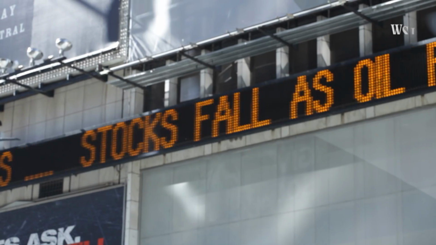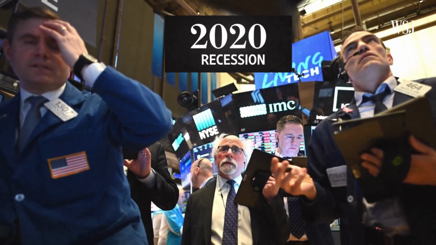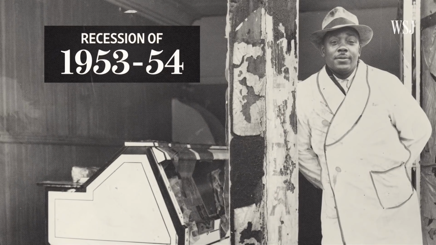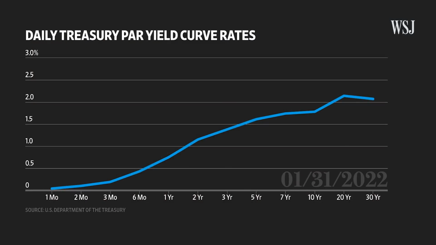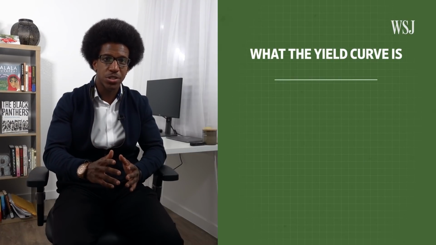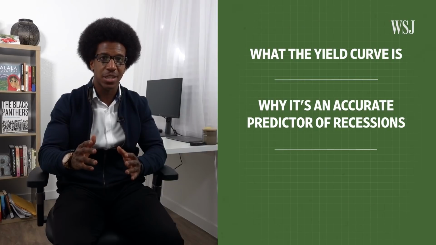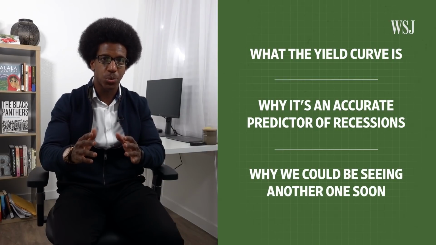Wouldn't it be great if there was a recession indicator that we could all look to that was so accurate that it had predicted every recession without fail since the 1950s? Well, there is. It's called a yield curve inversion, and the warning lights for another one are flashing right now. I'm going to tell you what the yield curve is and what it means when it inverts, why it's been such an accurate predictor of recessions for the last 70 years, and why we could be seeing another one soon.